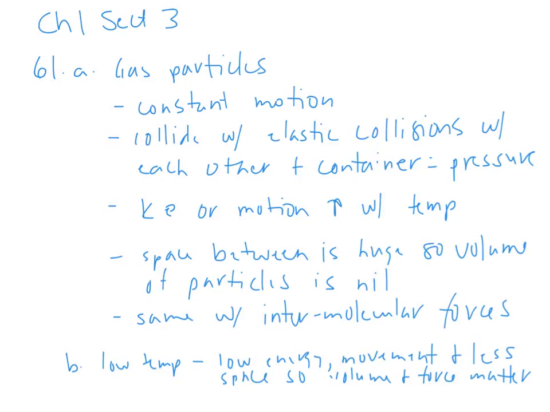So part B says, explain the reason for the difference in behavior between real and ideal gases at low temperature. Well, at low temperature, real gases have less energy and less movement. That means there's less space between the particles. So now the volume and force do come into play. You can no longer ignore the fact that individual particles have volume and have forces attracting each other.